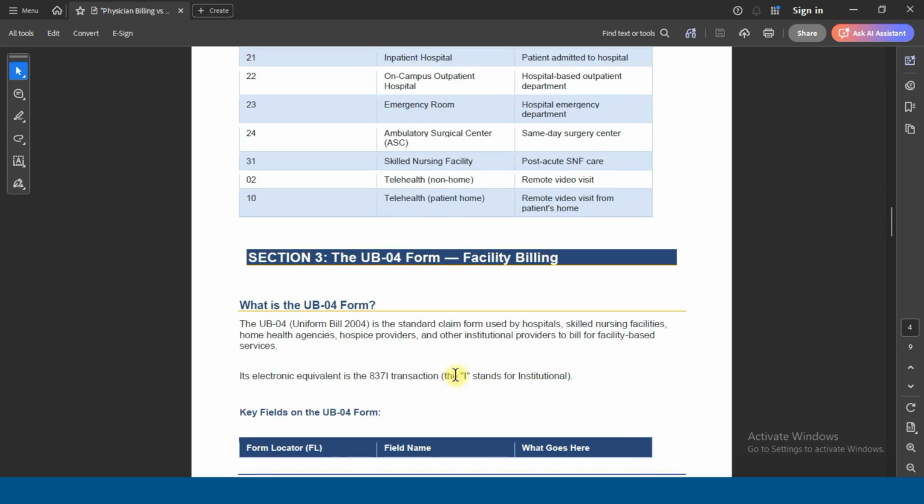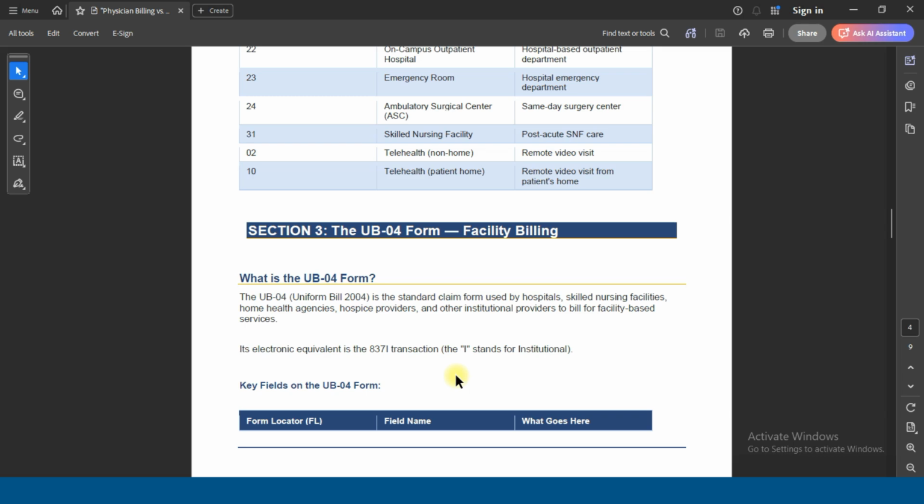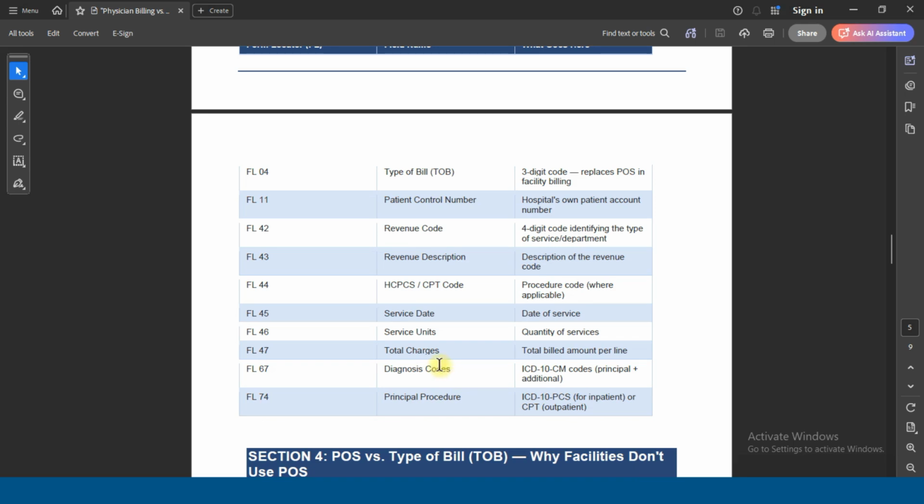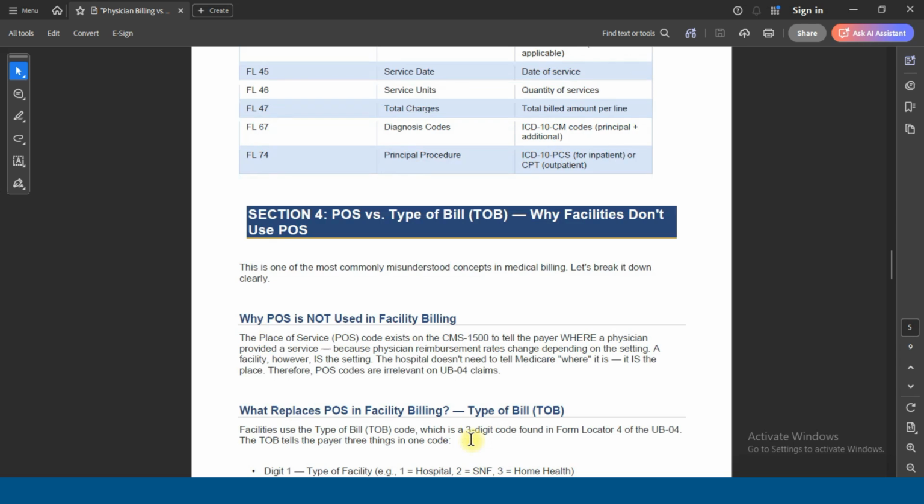Next we have the UB04 form, which we will use for facility billing. These are the boxes you will see in facility billing. Section 4 is POS versus type of bill, or TOB. As we have discussed previously, in facility billing we will not use POS. We will use only type of bill.